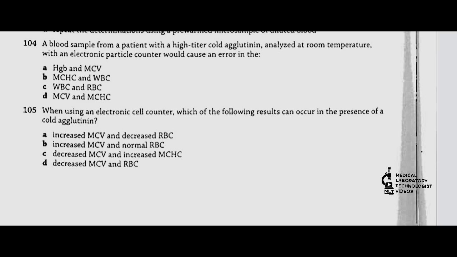Actually, autoagglutination of anticoagulated blood can occur at room temperature, as I discussed before, in patients with cold agglutination. The MCV will be falsely elevated and RBC count falsely decreased, resulting in elevated MCHC. So again, if the sample you are getting shows cold agglutination, the blood sample should be warmed to 37 degrees centigrade and then we have to rerun.